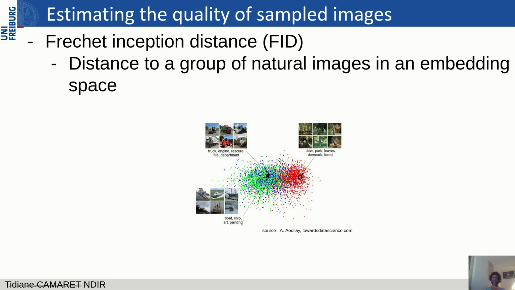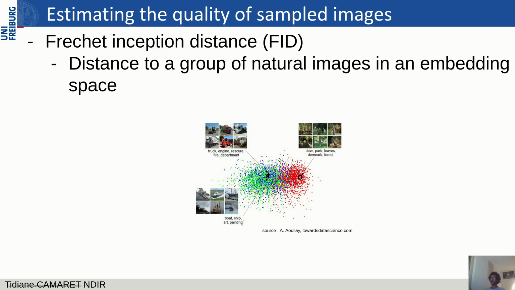The Fréchet inception distance was initially introduced in 2017 in order to measure the quality of samples produced by GANs, but you can also use it for any sampling generation method. This method measures the distance between the samples and a group of real images. But it measures this distance not in the pixel space, but in the embedding space of a visual model. In this case, we use the Inception net model, which is a CNN.